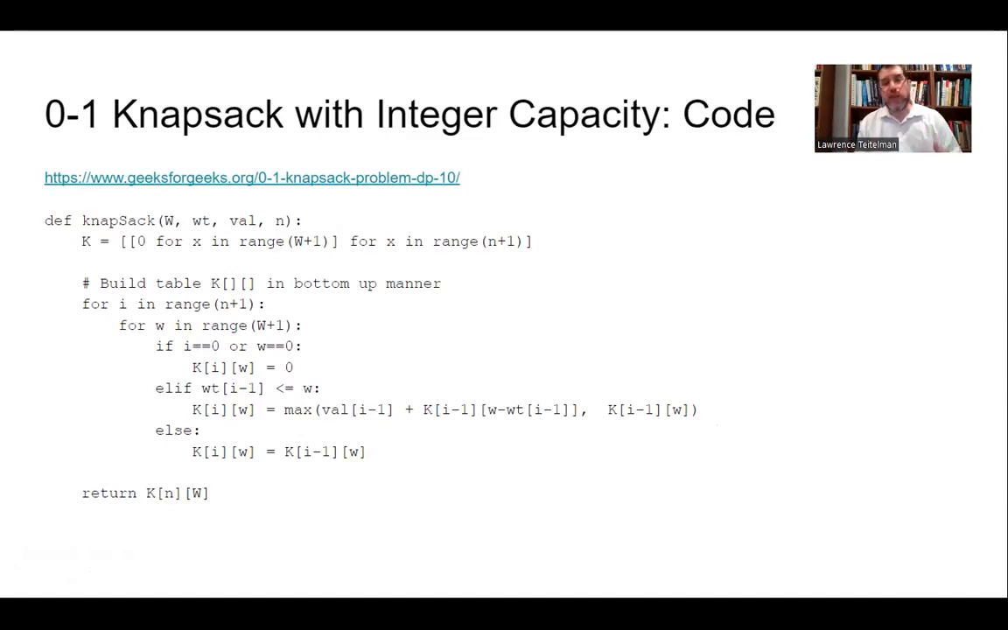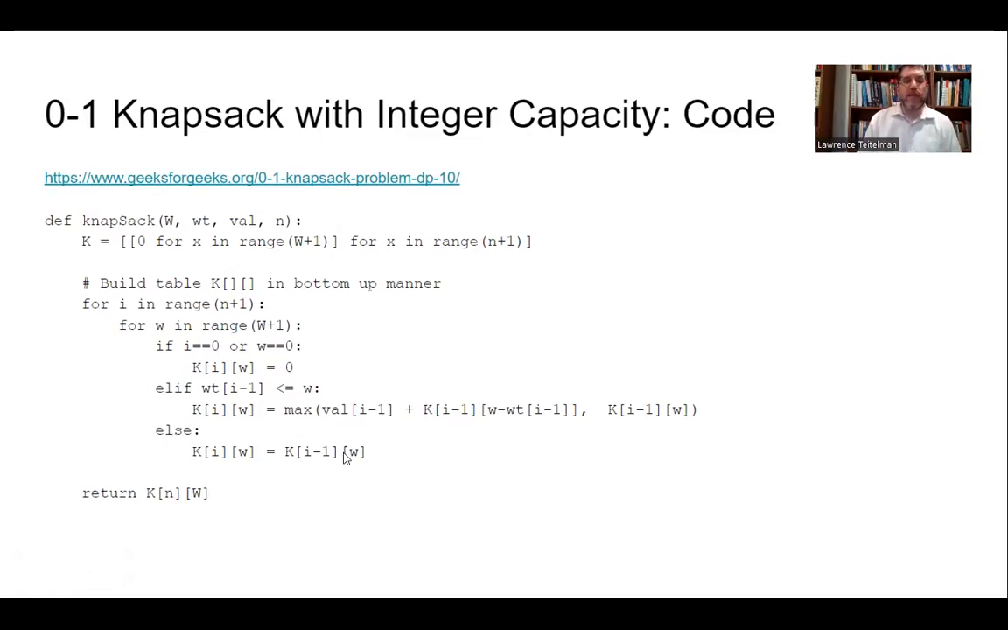I can either use some of my capacity on this item, or I can ask what I can do without it. Can I do better? And then the third option is if I can't take this item because it's not going to fit, then all I have is what I could do without the item with the same weight. So this is the dynamic programming version.